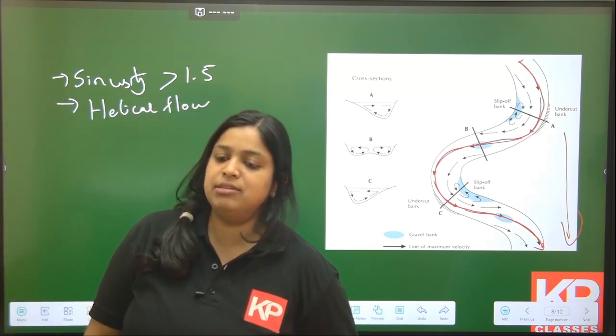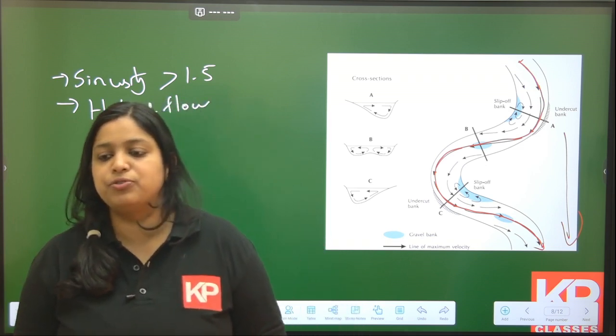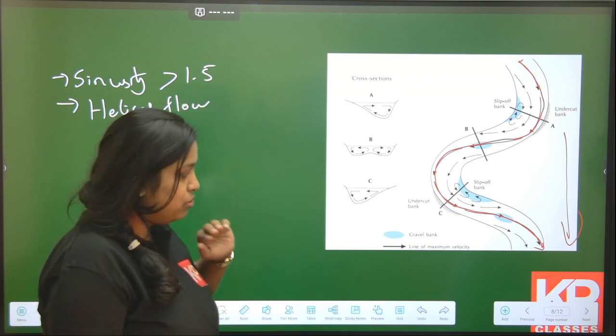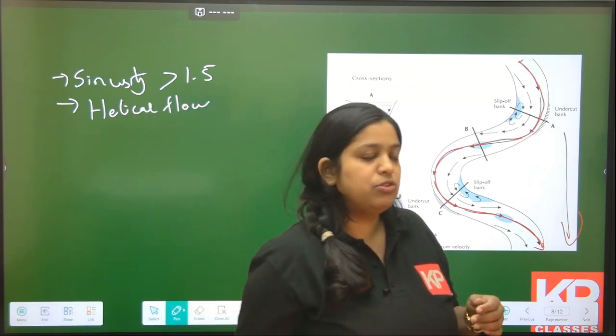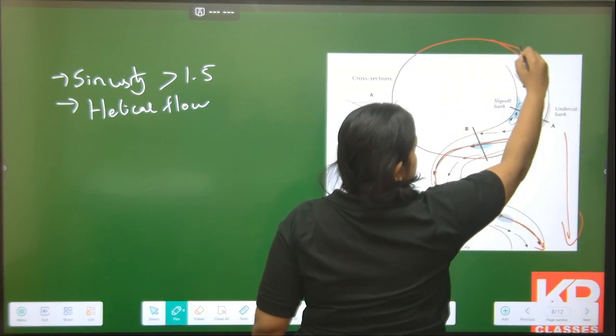And why does this have a helical pattern? This is simply because of the centrifugal force that is acting on the river channel. So we know what a centrifugal force is. Whenever an object takes a curvature, you can imagine this as a circle.